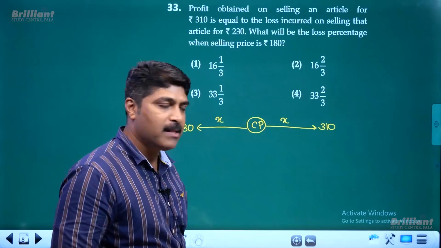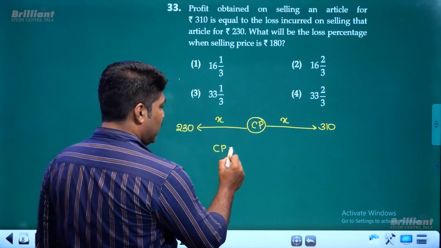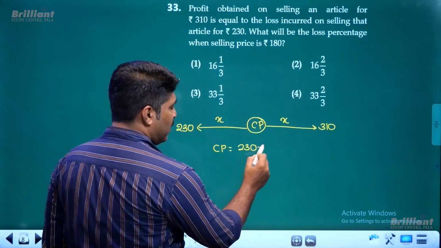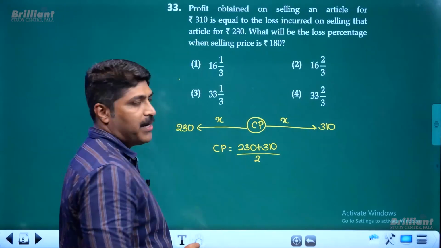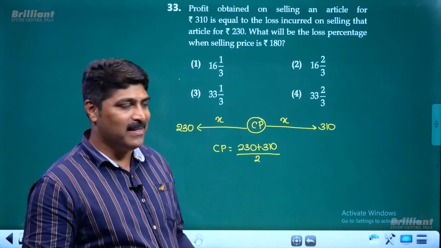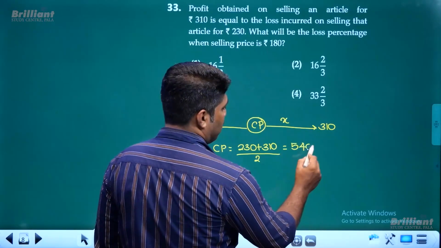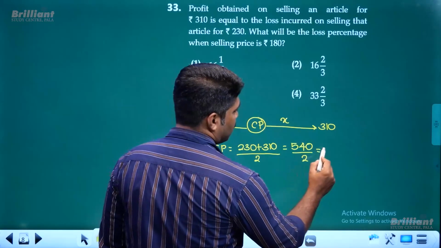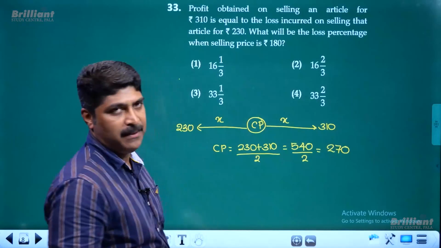Cost price is nothing but the midpoint of these two values. So therefore, cost price is (230 + 310) by 2. That's simply the midpoint, or the average, like that we can consider. So how will it become? This is 540 by 2, which is equal to 270.